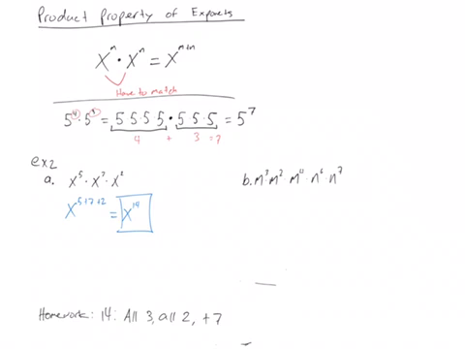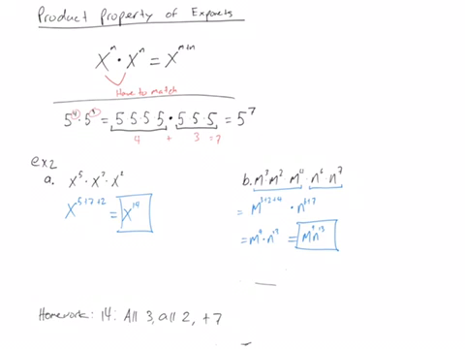Part B. Notice these 3 have bases of m, and these 2 have bases of n. So let's look at these first 3. This is going to be m to the 3 plus 2 plus 4, multiplied by n to the 6 plus 7. Well, 3 plus 2 is 5, plus 4 more is going to be 9. This is going to be m to the 9th times n to the 6 plus 7, which is 13. You could write it like that with the multiplication dot in there, or you can write it without, which is how I'm going to write it. m to the 9th, n to the 13th. That's going to be your answer there.